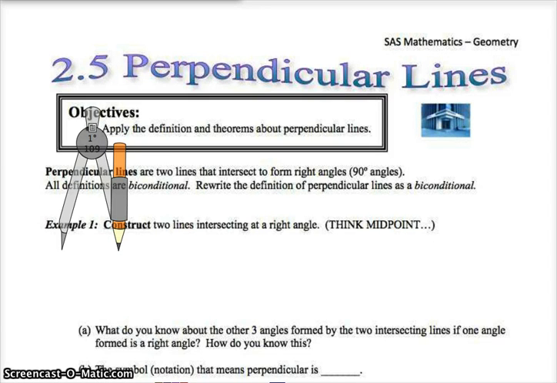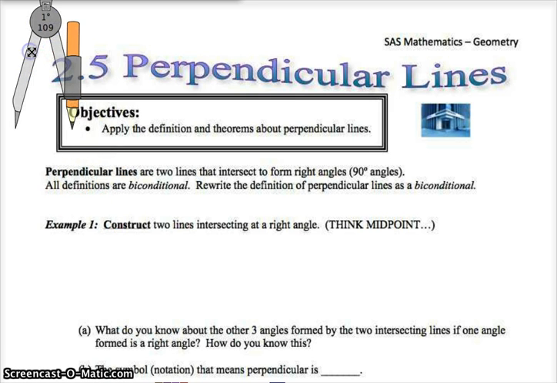Okay, we're on to lesson 2.5, which is about perpendicular lines. If we read the definition, it says perpendicular lines are two lines that intersect to form right angles. And we know that a right angle is 90 degrees. So two lines that intersect to form 90-degree angles, or two lines that intersect to form right angles.